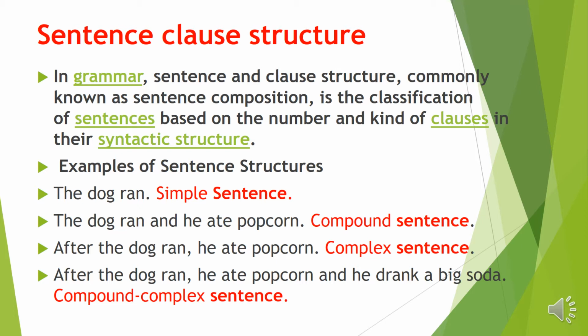The third shows a complex sentence. "After the dog ran, he ate popcorn." That is a complex sentence just because of the word "after." Next, "After the dog ran, he ate popcorn and he drank a big soda." It's considered a compound-complex sentence. It is composed of two to three clauses. That's why we talk about sentence and clause structures. It talks about grammar and how we're going to use sentences and clauses.